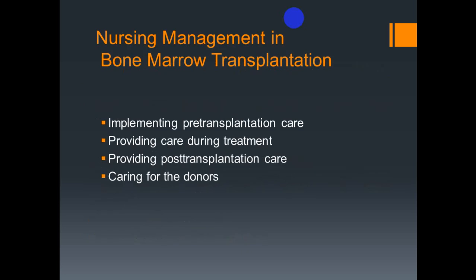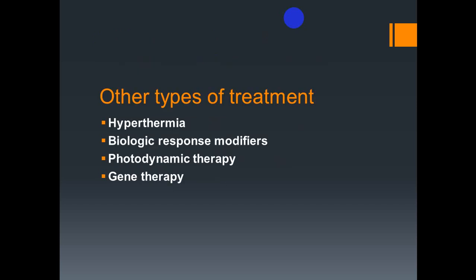If the patient has a twin, we take his bone marrow and give it to the patient with cancer. Nursing management in bone marrow transplantation has four lines: implementing pre-transplantation care, providing care during treatment, providing post-transplantation care, which is the most important line of treatment for the patient with bone marrow transplantation, and caring for the donor. Other types of treatment for the patient with cancer are hyperthermia, biologic response modifiers, photodynamic therapy, and gene therapy.